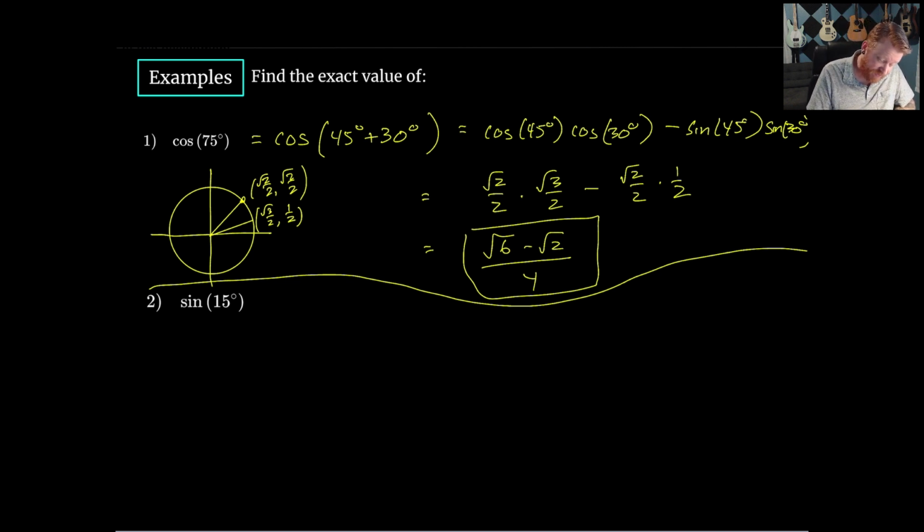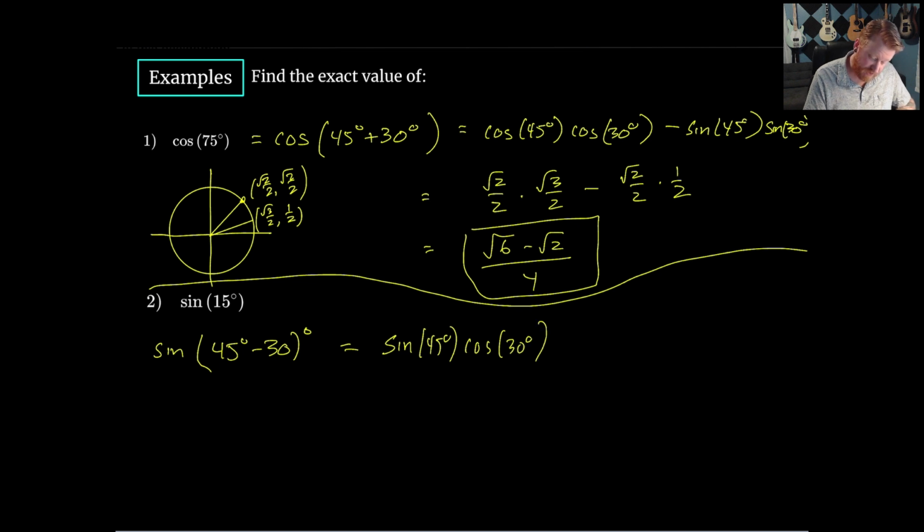I'm looking at the sine of 15 degrees, which I don't know, but I could write 15 degrees as maybe 45 degrees minus 30 degrees. And then we can just use our same picture, I think, from above to get these values. But using our formula for sine, the difference formula for sine, we're going to get sine of 45 degrees, cosine of 30 degrees. So now we're mixing up the sines and cosines and the values here.